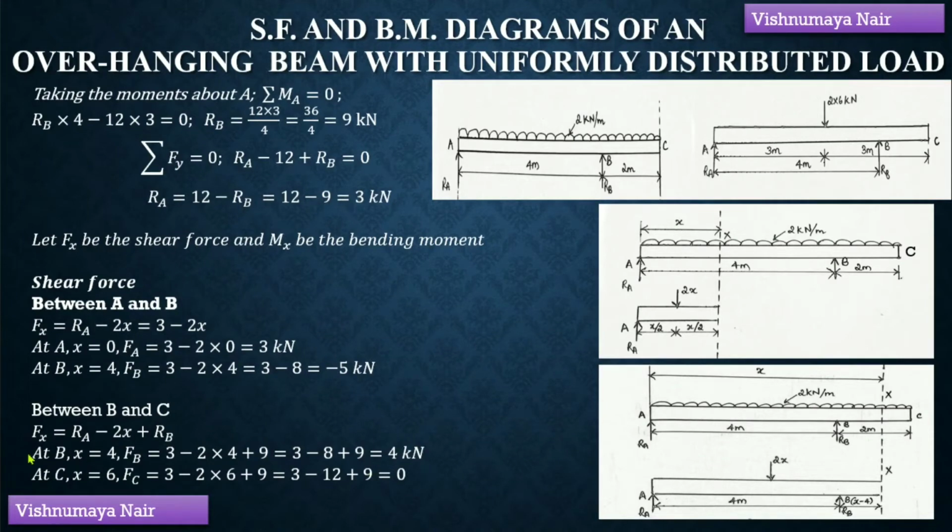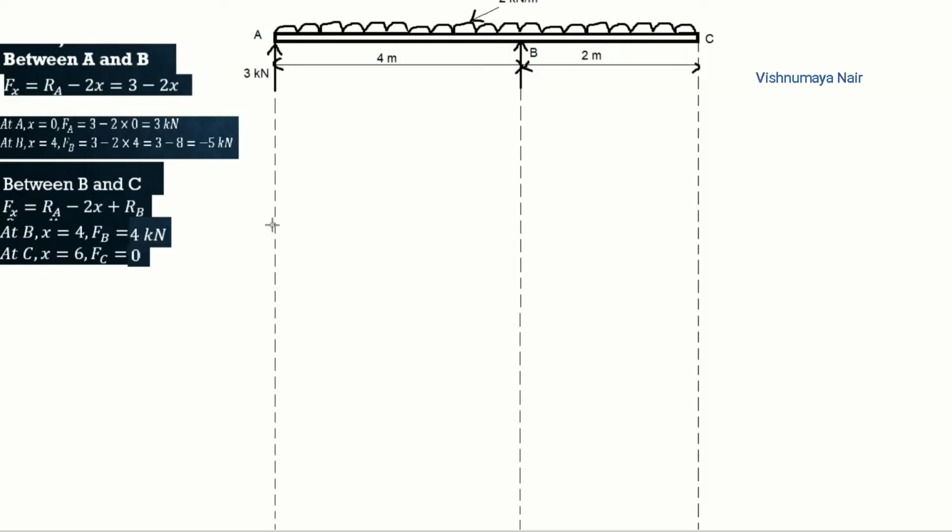Therefore, the shear force at B will be equal to 4 kilonewton and the shear force at C will be equal to 0. Now we can see that the shear force at this point B varies from minus 5 kilonewton to 4 kilonewton due to this point load, that is due to this reaction force RB present at this point. Let's now draw the shear force diagram so that this will be clear to you.